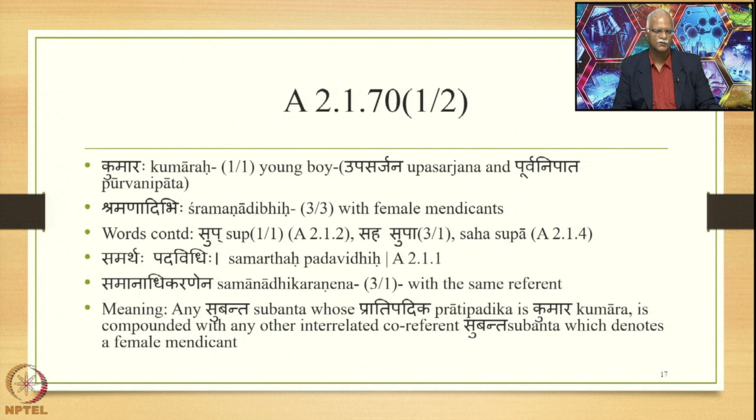Words continued are Sup, Sahasupa, Samartha Padavidhi, and also Samanadhikaranena. So here the sutra assumes the relation of coreferentiality to exist between Kumara, which is masculine, and Shramana, which is female mendicant. And that will pose some problem. And in order to solve it, we will resort to the meta rule that we have seen earlier, Pratipadika Grahane Linga Vishishtasyapi Grahanam. So the meaning of the sutra is, any Subanta whose Pratipadika is Kumara is compounded with any other interrelated coreferent subanta which denotes a female mendicant, etc.